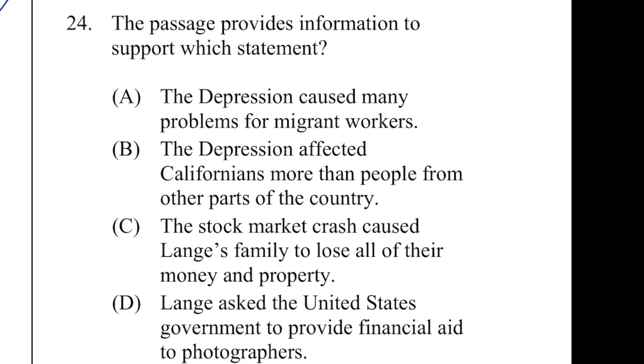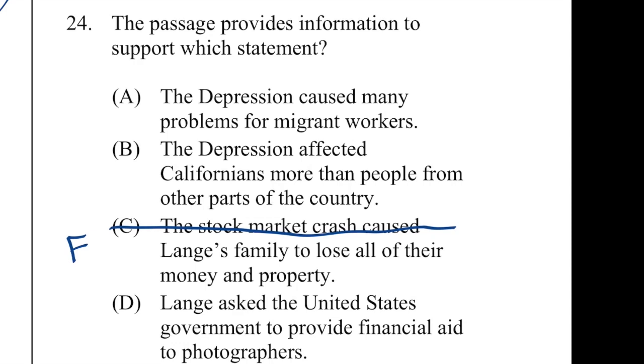So one strategy as you're doing this is to think about what you automatically know is true or false as you go through the answer choices so that you can narrow it down to the ones that you're going to look for in the passage. Looking through these answer choices, the only one that I can remember is absolutely false is C, because I remember it saying something that contradicted that. So I'll cross out C, the stock market crash caused Lange's family to lose all of their money and property.